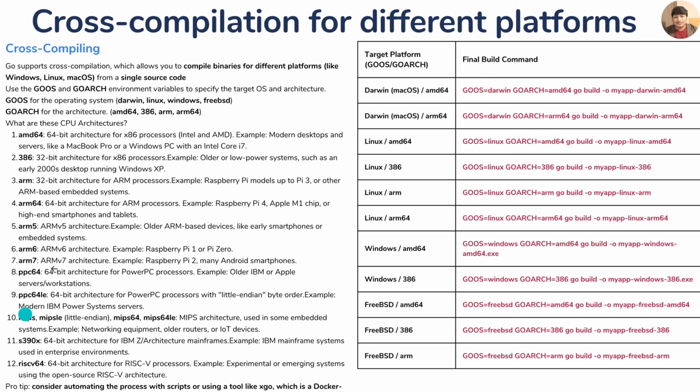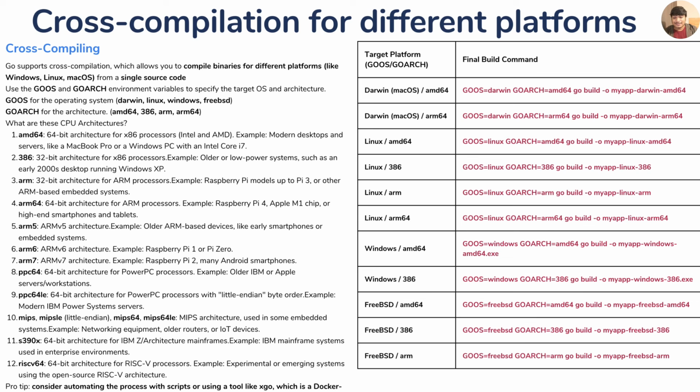Then PPC64LE, it's for 64-bit architecture for PowerPC processor with the little endian byte order, for example, modern IBM power system servers. Then MIPS and MIPSLE, little endian, MIPS64, MIPS64LE, which is MIPS architecture used in some embedded systems. For example, network equipment, older routers and IoT devices.